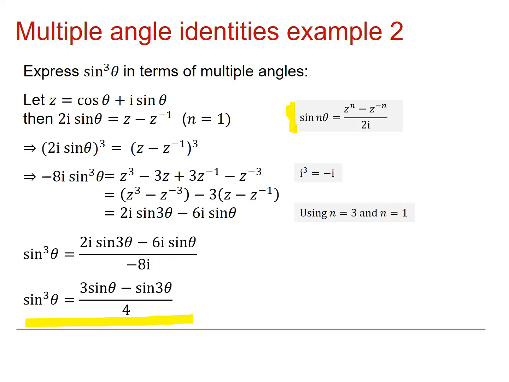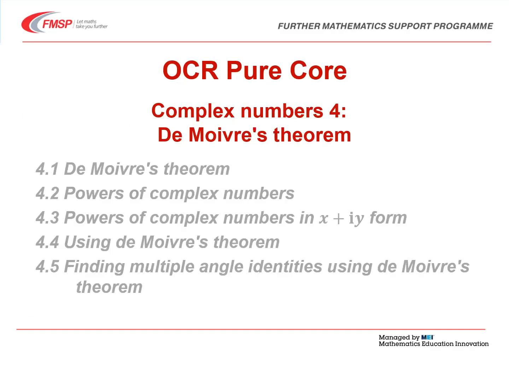So we've seen that we can express cosines or sines of multiple angles in terms of powers of cos or sine, and now that we can express powers of cos or sine in terms of multiple angles. And both techniques turn out to be very useful. That was the final video in this sequence, Complex Numbers 4, De Moivre's theorem.